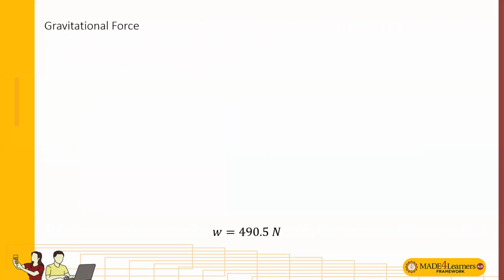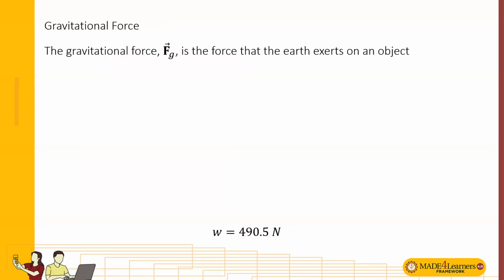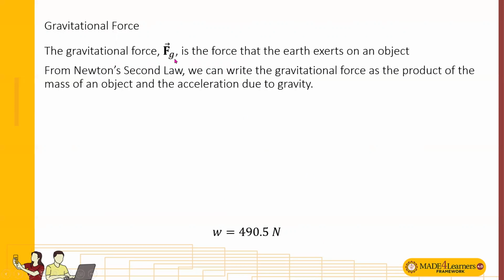So we have this special type of force called the gravitational force, obviously because of gravity. You can put a letter G to denote that it's because of gravity. According to Newton's second law, force is equal to mass times acceleration. Since the acceleration here is due to gravity, what we get is the gravitational force. It's just the same as F equals m times a, where a is acceleration due to gravity.